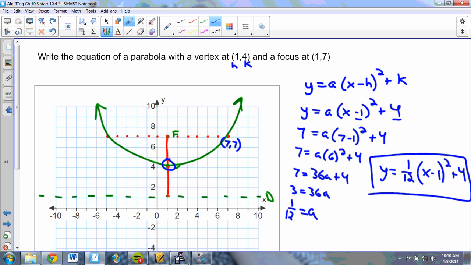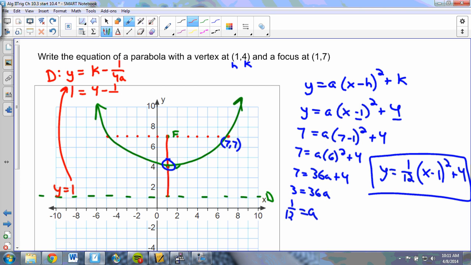Can anybody tell me how else we could have found a? You can plug in what you know into the directrix formula and then solve for it. In this case, what is the directrix formula? It's y equals k minus 1 over 4a. And I know that the directrix has a y value of 1. The directrix is y equals 1. So I can plug a 1 in for this y. I already know that k is 4. And now I can solve this equation for a.